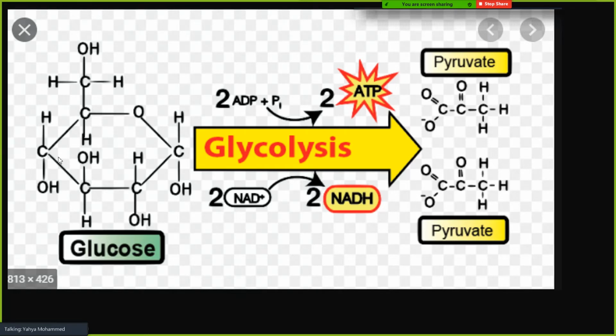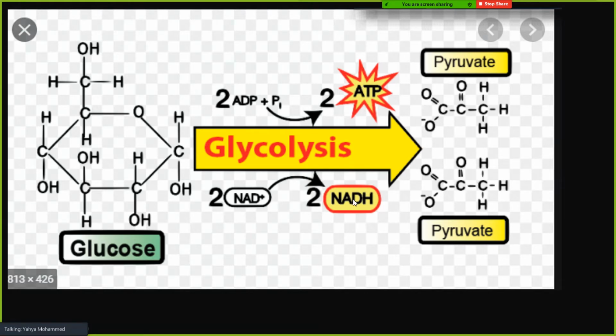You notice in the beginning, glucose has 6 carbons. You count the C's, they have 6 carbons. And pyruvate, how many carbons does pyruvate have? There's three C's, so three on each pyruvate. Correct. So you have 3 times 2. Each one glucose produces 2 pyruvates, because of 3 carbons.